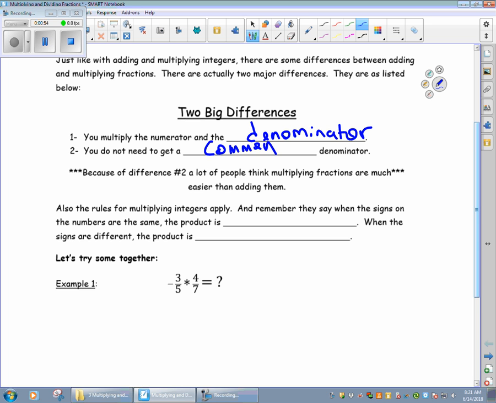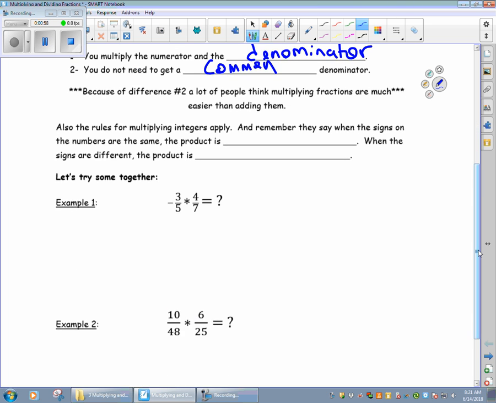That's super nice. So the rules that we talked about a couple days ago when we were just multiplying and adding integers apply. When the signs on the numbers are the same, so like if you're multiplying two positives together, or if you're multiplying two negatives together, your product is positive. You get a positive number. But when the signs are different, if you have one positive and one negative, your answer is obviously negative. All right? So let's take a look at a couple examples so we can work on this.